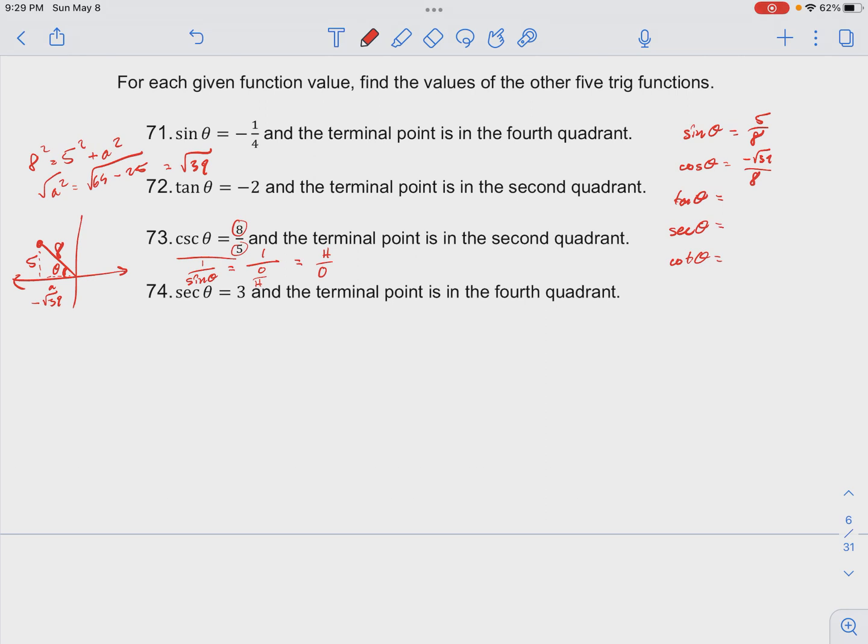Tangent of theta is going to be opposite over adjacent, which is 5 over negative square root of 39, which when rationalized will be negative 5 square root of 39 over 39. Then secant of theta is the reciprocal of cosine of theta, so that'll be negative 8 over square root of 39, which is a negative 8 square root of 39 over 39 when rationalized. And the cotangent of theta is the inverse of tangent of theta, so that'll be negative square root of 39 over 5. So these are our 5 trig function values.